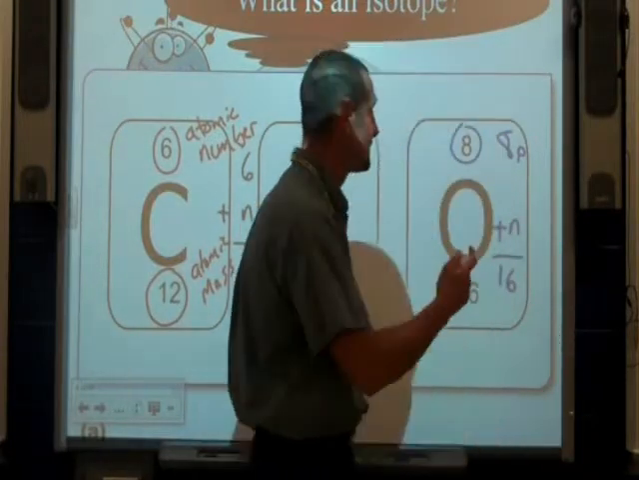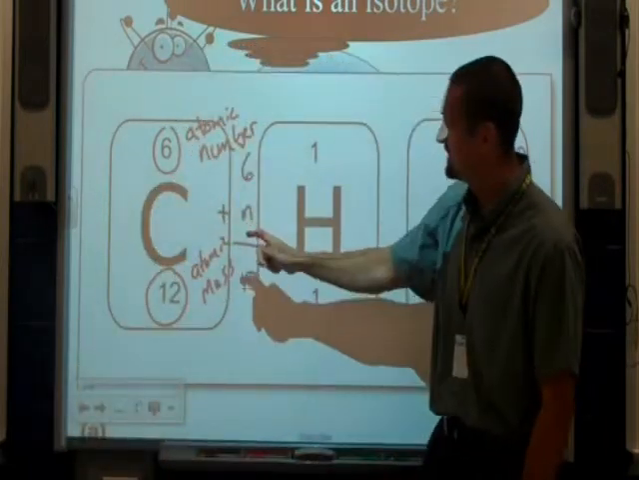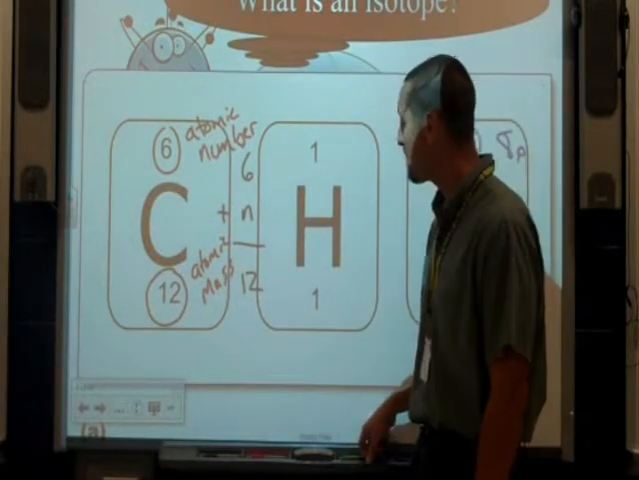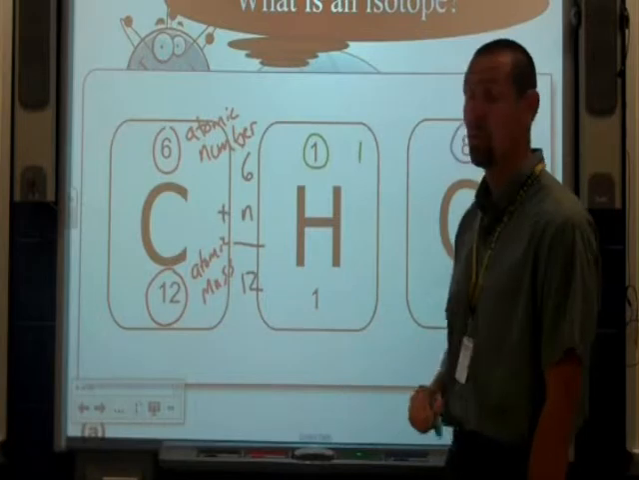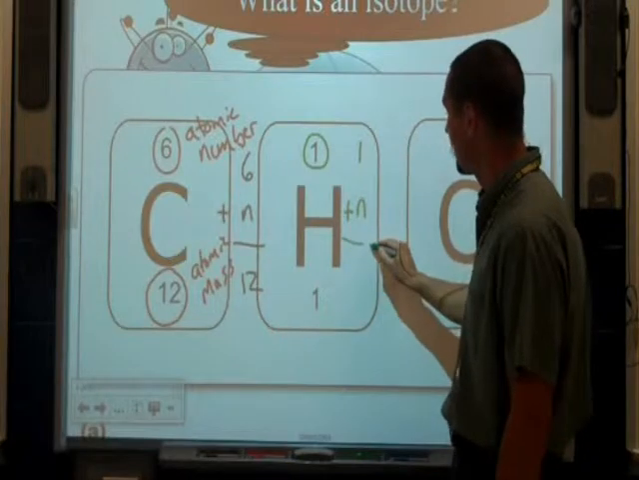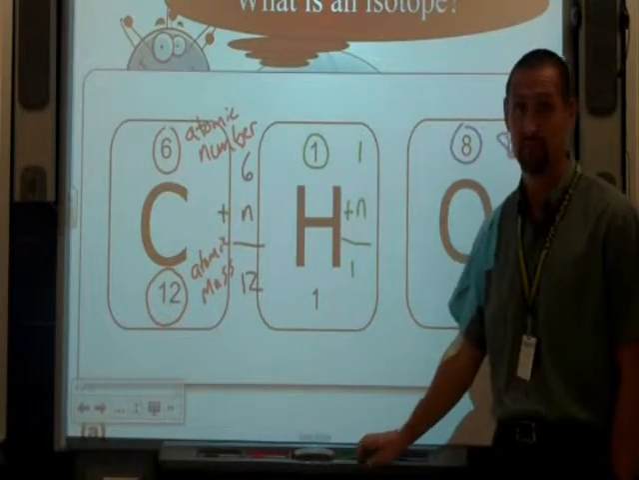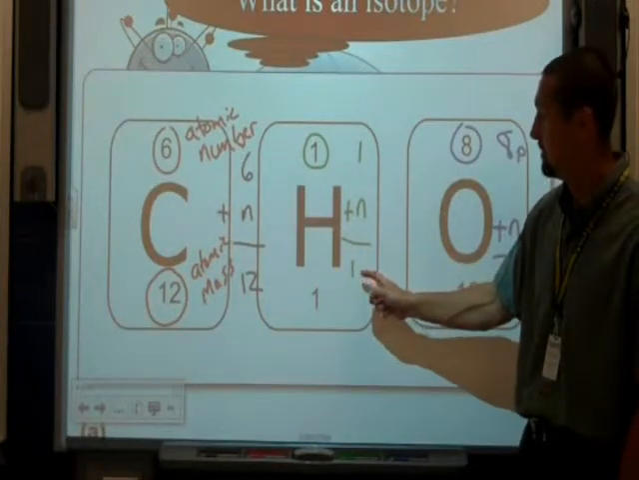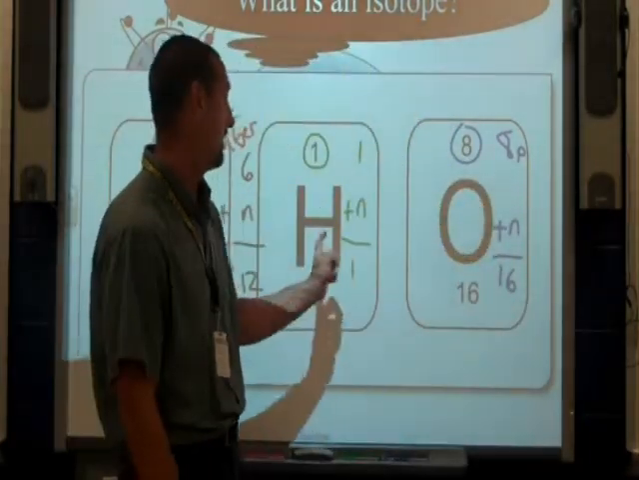Now you might be thinking, okay, 8 protons, 8 neutrons, 6 protons, 6 neutrons, are all the elements the same? And the answer is no. Take a look here at hydrogen. Hydrogen has an atomic number of 1. That means it has 1 proton. 1 proton plus what gives us an atomic mass of 1? How many neutrons does hydrogen have? Well, 1 plus 0 is 1. So hydrogen does not have any neutrons whatsoever. But an isotope of hydrogen might have a neutron.